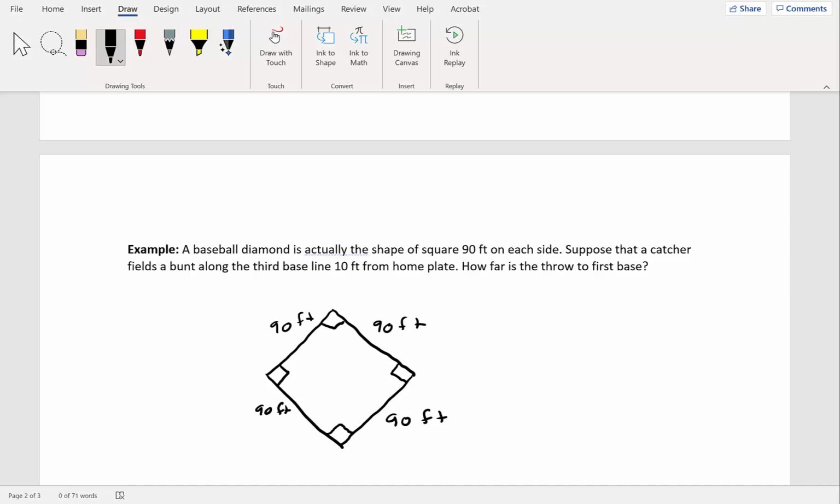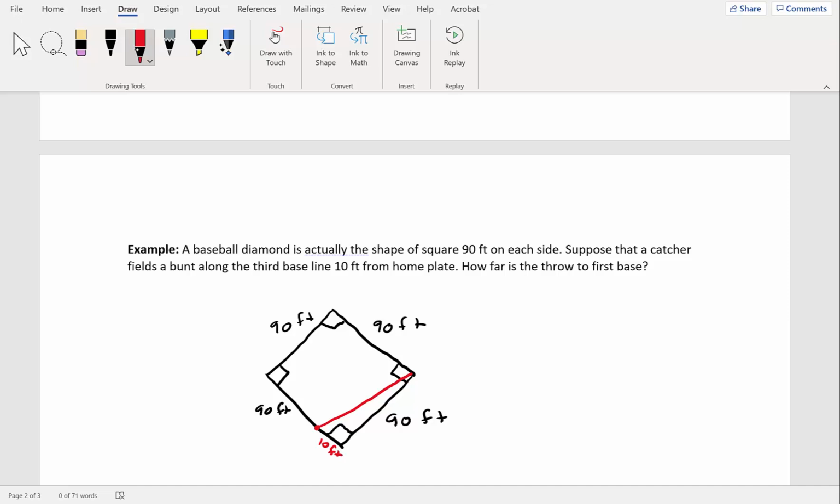Now it says a catcher fields a bunt along the third baseline 10 feet from home plate. So let's say that the catcher fields the bunt right over here. So this is on the third baseline and it's 10 feet from home plate. So from home plate, this would be 10 feet. Now he's throwing the ball to first base. We want to figure out how far that throw is.